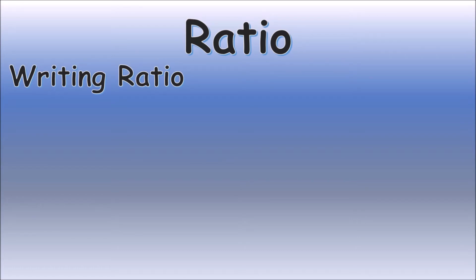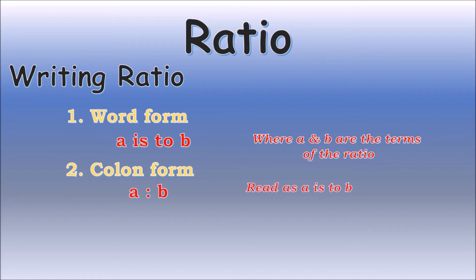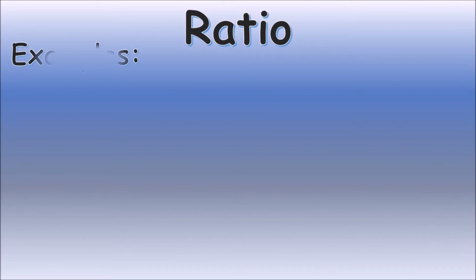We can write ratios in different forms. It could be in word form like this: A is to B. Take note, A and B represent the first and second quantity respectively. It could be in colon form. In colon form, we read the colon as "is to". So this expression can be read as A is to B. It could also be in fraction form, A over B. But the most common form of ratio is in colon form.